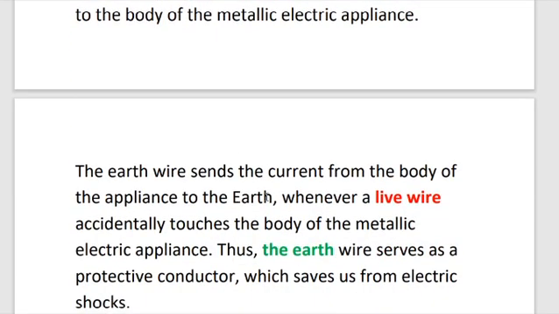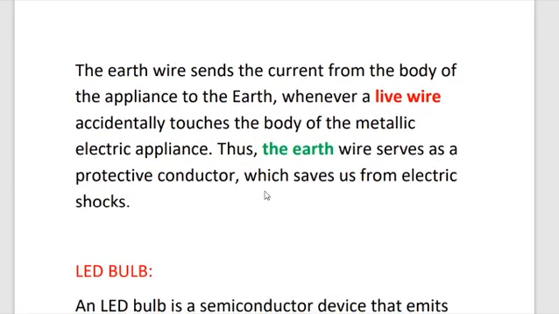Then you see the next one, the earth wire sends the current from the body of the appliance to the earth. Whenever a live wire accidentally touches the body of the metallic electric appliance, what will happen? A heavy current will pass. So the earth wire serves as a protective conductor which saves us from electric shocks.